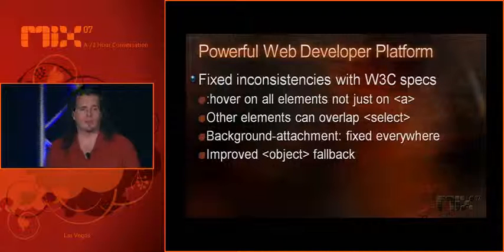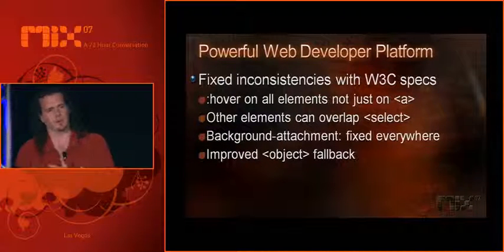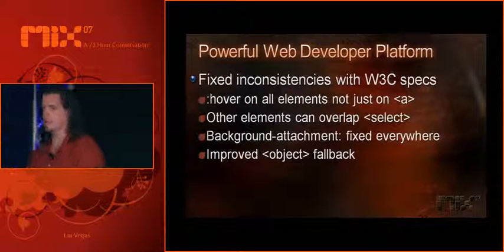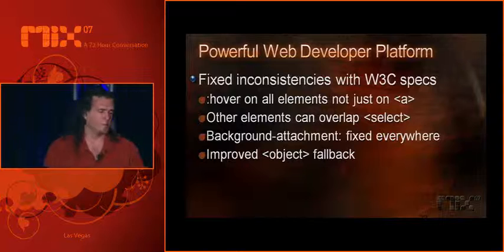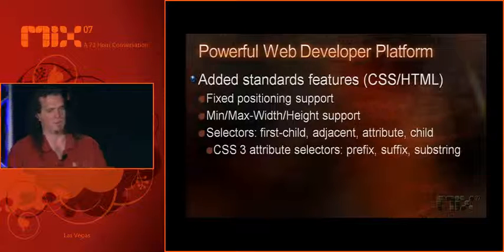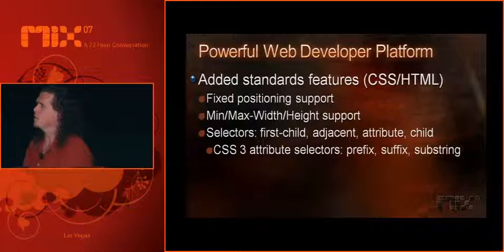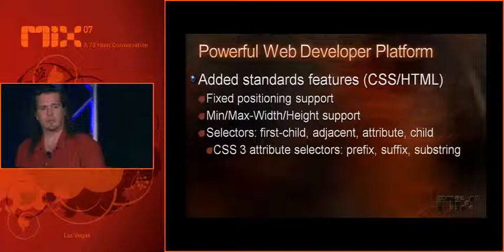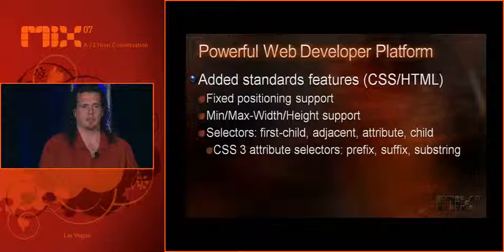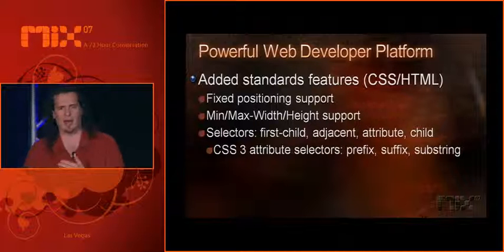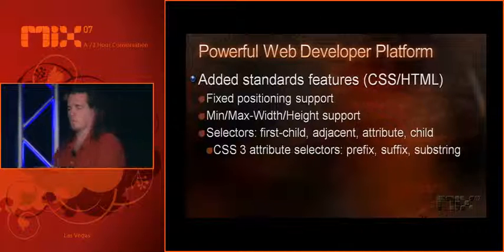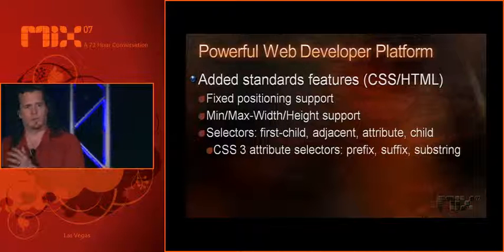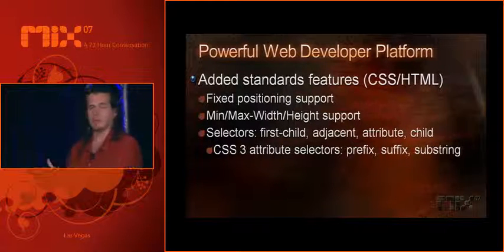We also fixed inconsistencies with the spec, things that weren't bugs but that we didn't quite finish, like putting hover on all elements and allowing you to overlap select elements. Bunch of other stuff. I'm not going to read every feature on here. You can certainly look at the deck later if you're really interested. We added a number of features that were from the standards too, like fixed positioning support from CSS, min and max width and height support. Really the top tier of things that web developers were saying, we could build a much better site if you just added these features.